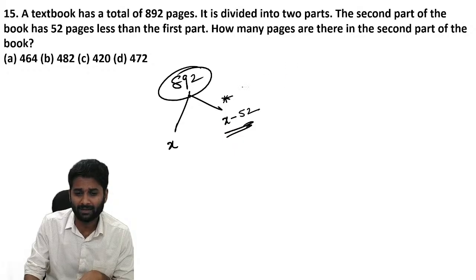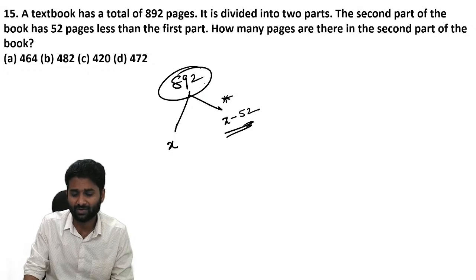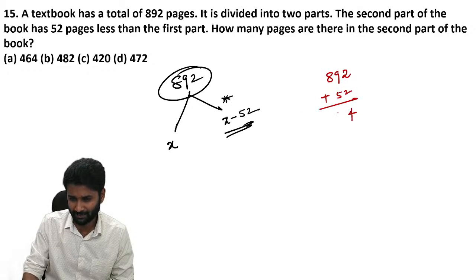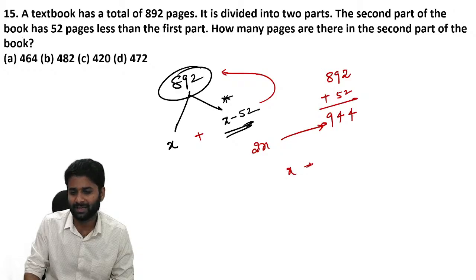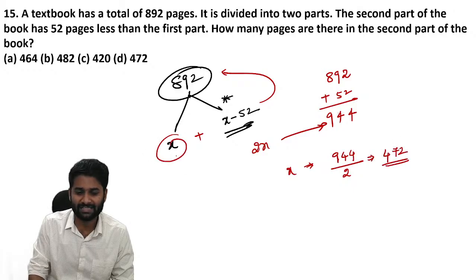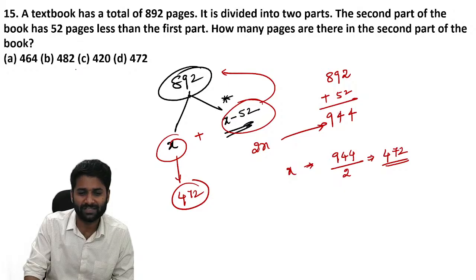Now see, if you compare these two, the sum of these two numbers is exactly equal to 892, right? So 892, add those 52. Why? Because those 52 are the difference. So 2 plus 2 is 4, 9 plus 5 is 14, and it is 944. So if x plus x minus 52 is 892, then 2x is exactly equal to 944. Then what about the x value? 944 divided by 2 is 472. Guys, the x value is 472. But the question asks, what is x minus 52? The answer is 420.